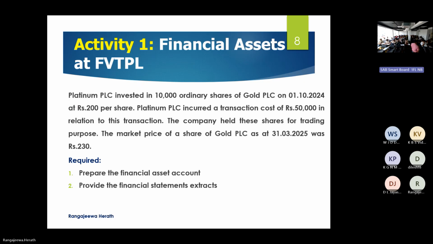When you invest in ordinary shares and hold them for trading purpose, we should classify it as financial asset at fair value through P&L. Fair value through P&L means it is measured at fair value continuously. When measuring at fair value year to year, you may get trading gains and losses from changes in fair value. Through P&L means that gains and losses are recognized in P&L, because you hold them for trading purpose.